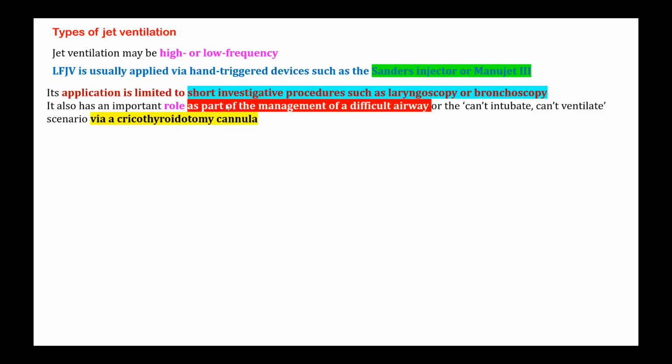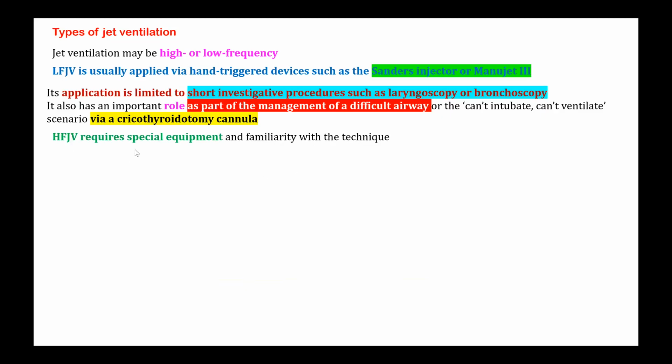The application is limited to short investigative procedures, laryngoscopy or bronchoscopy. It also has an important role to play in the management of the difficult airway, the cannot intubate, cannot ventilate situation, through cricothyroidotomy. So these are the two indications for that.